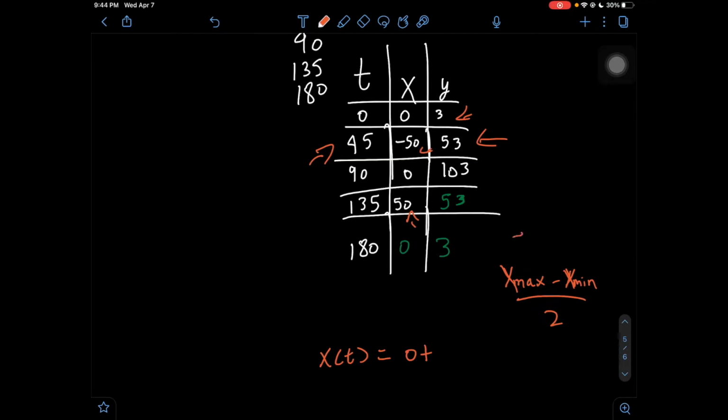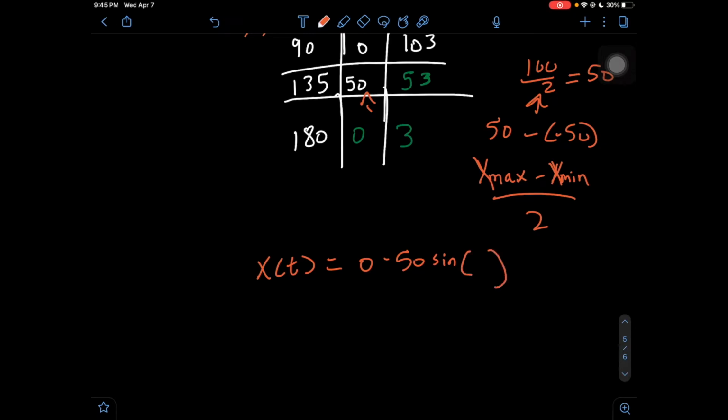So we have 50 as our max minus negative 50. 50 minus negative 50 is 100. 100 divided by 2 is 50, meaning our amplitude is 50. So 0 plus 50, well, we said it's a negative sign, so we can do a subtraction. So minus 50 times sine, and then here we're going to put our period.